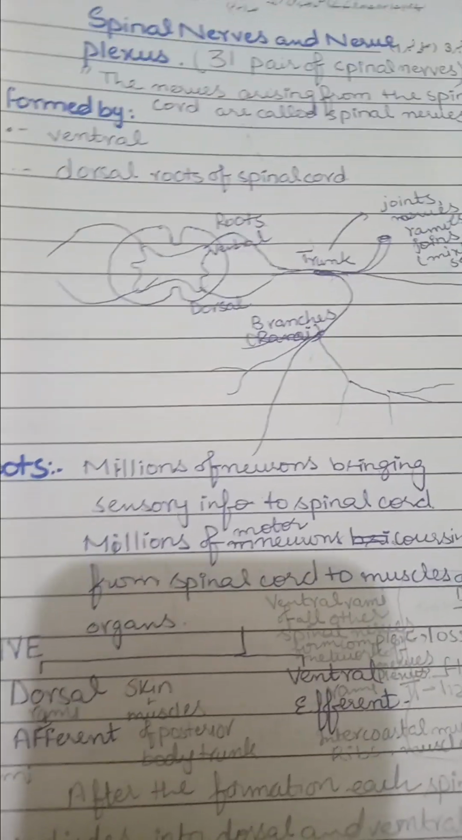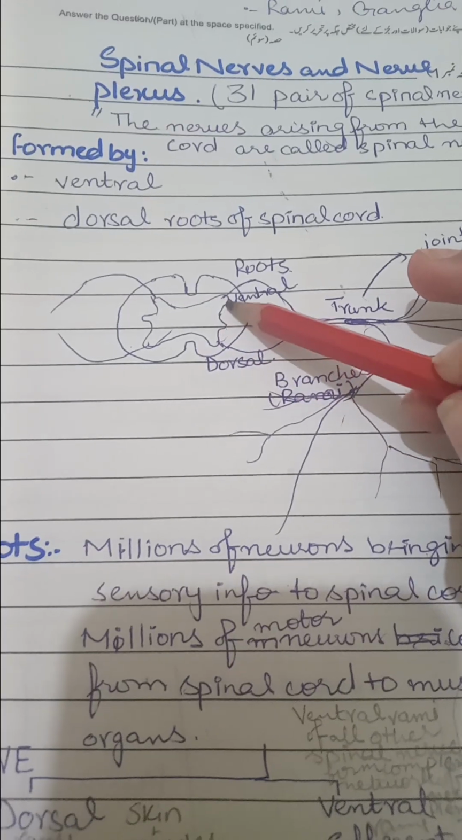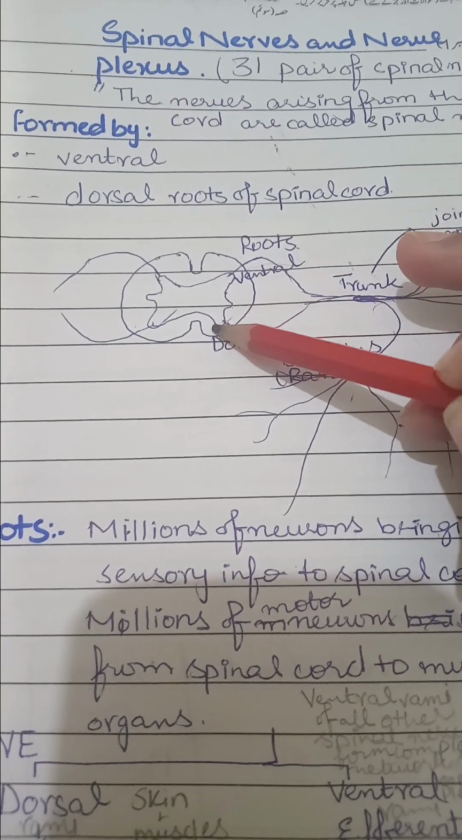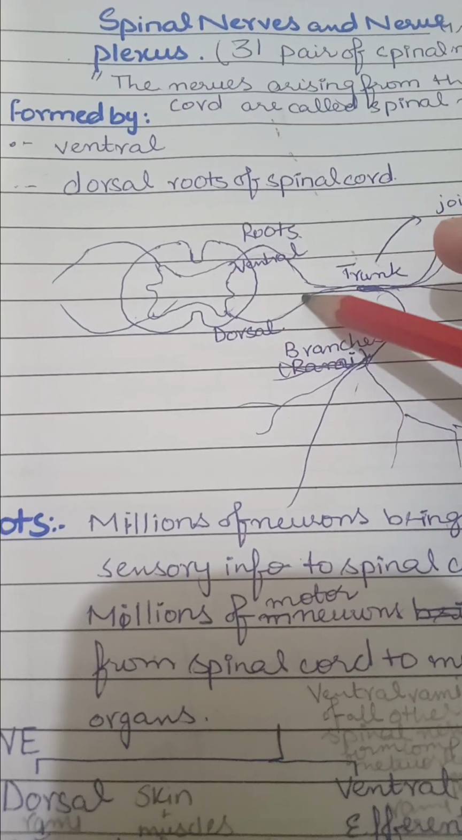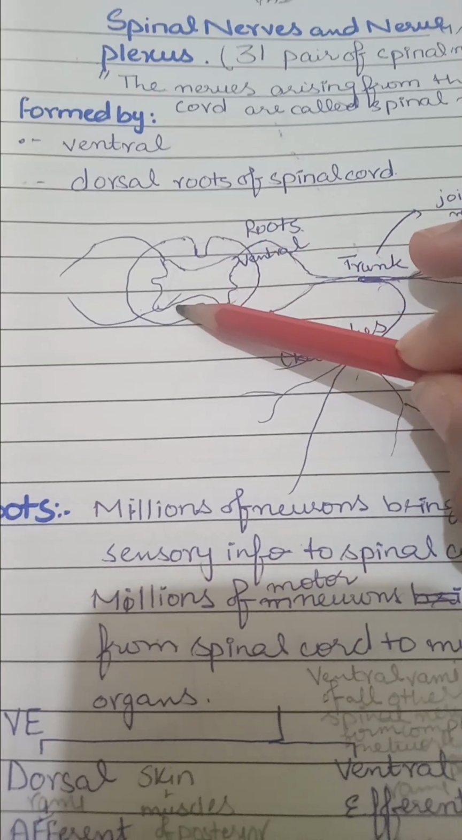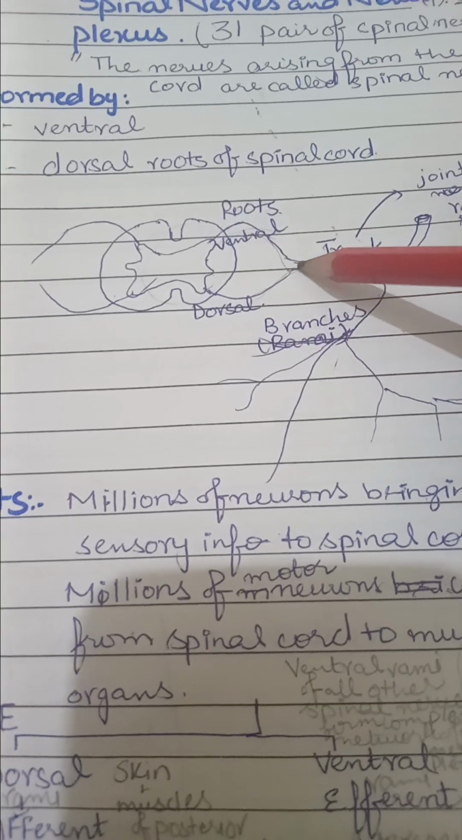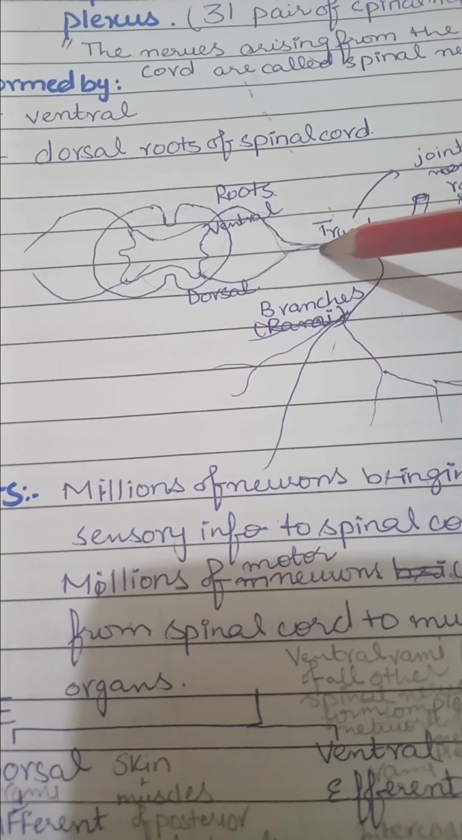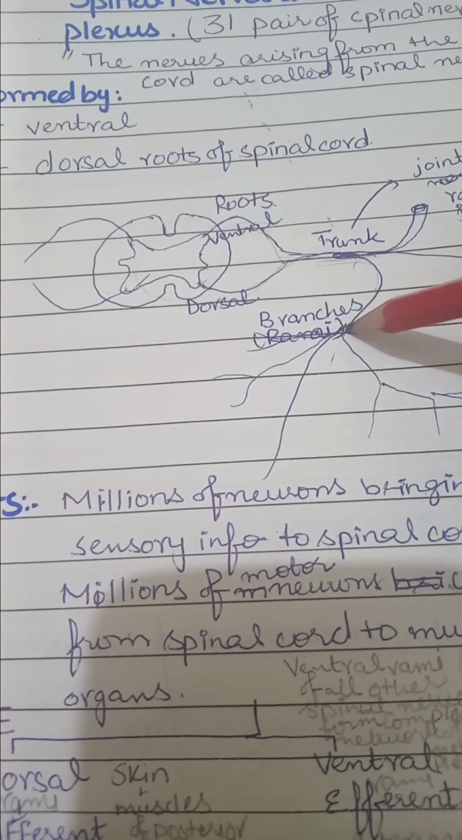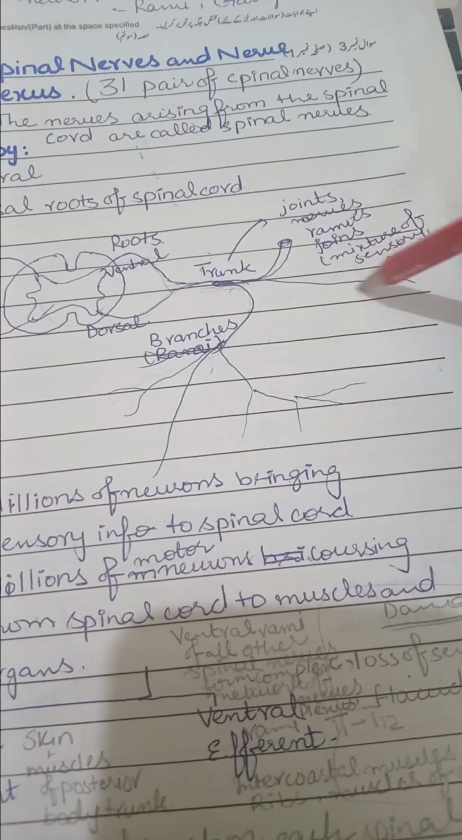We have the figure of the spinal cord. Okay, so the upper part will be the ventral root and the lower part will be the dorsal root of the spinal cord. This is the whole spinal cord, a butterfly shape structure. Now these two roots will come forward and join at a point, and then it will have branches which will be moving into the different parts of the body.